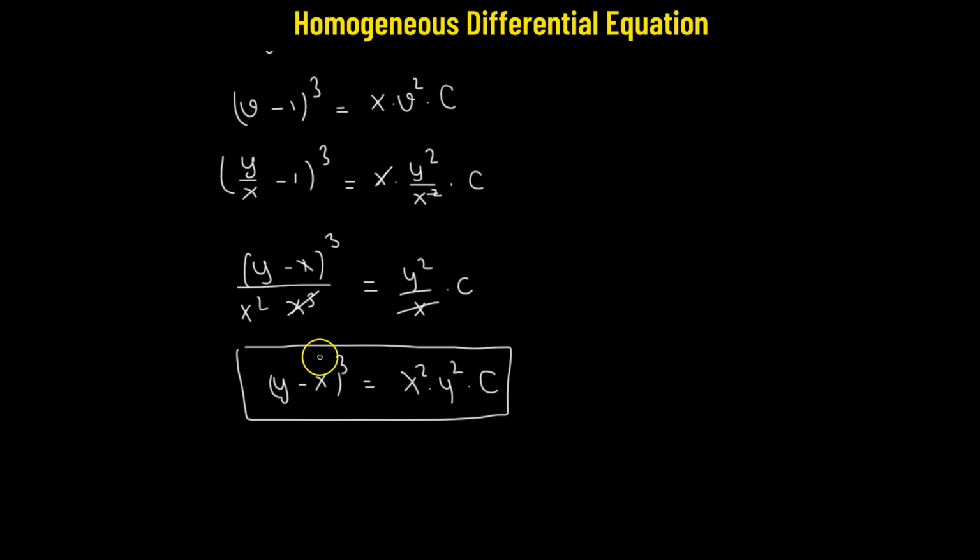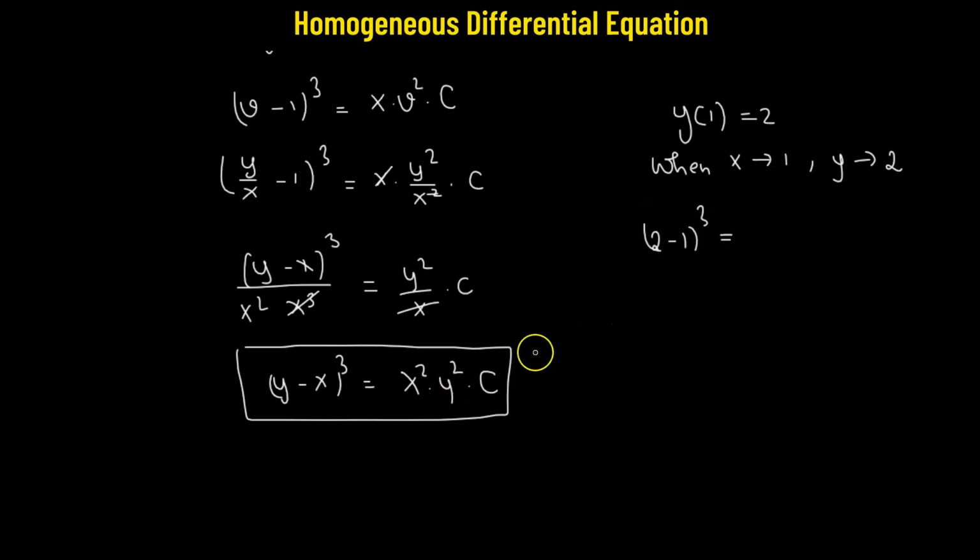Now what we'll have to do is use the initial condition, which is given as y of 1 equals 2. That means when x approaches the value 1, y is going to approach the value 2. Fine. So let's use this. So we have (2 minus 1) whole cubed equals x squared, so that will be 1 squared, times y squared, so y squared is 2 squared, times c. So 2 minus 1, 1 cubed, that's 1, equals 1 squared times 2 squared, so that's 4. So our c value is equal to 1 over 4.